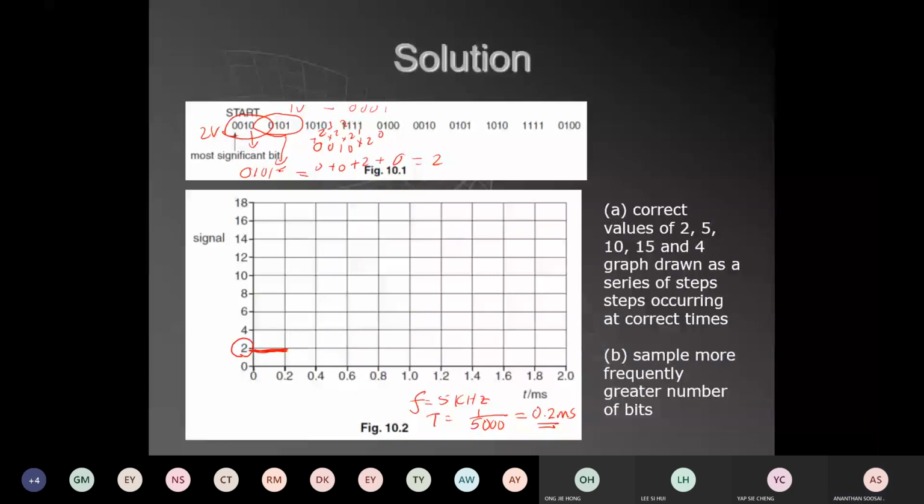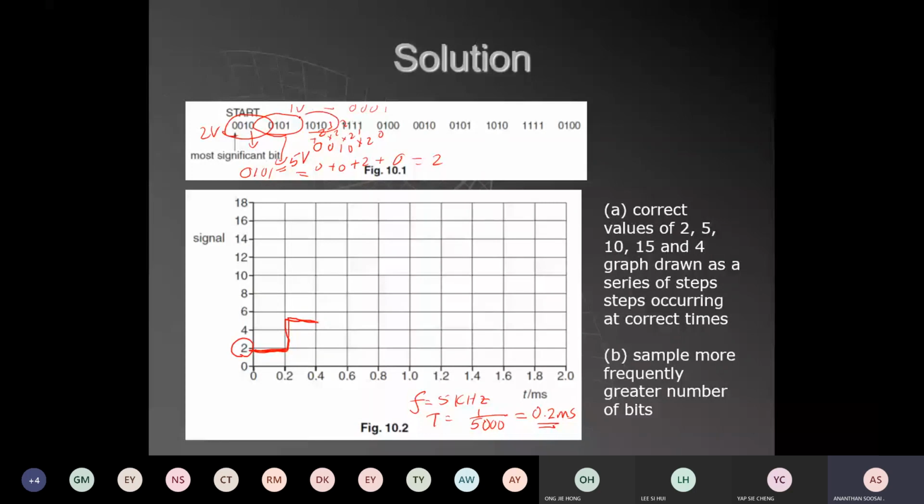0101, how many volt? It will be 5 volt. So the graph will go up to 5, so flatten. So this is how the tracing will be flattened for another 0.2.